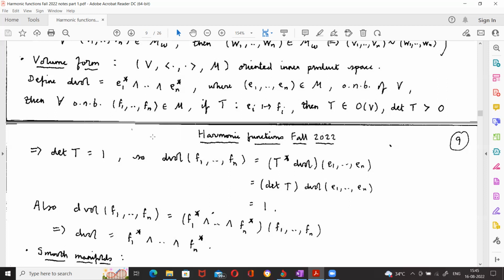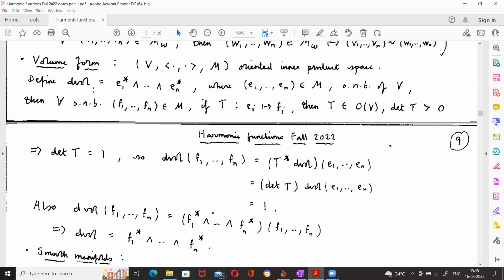So this means that this volume form has this very special property. It takes the value 1 acting on any positively oriented orthonormal basis of V.